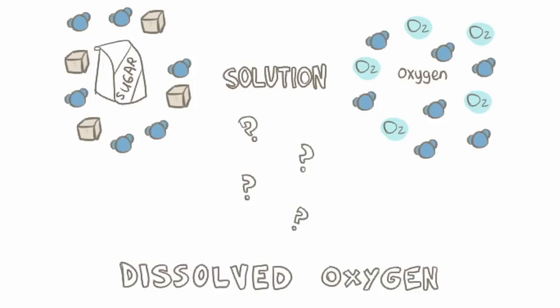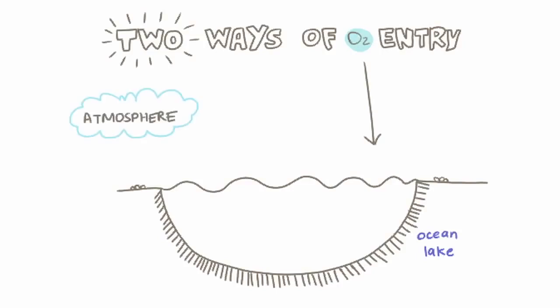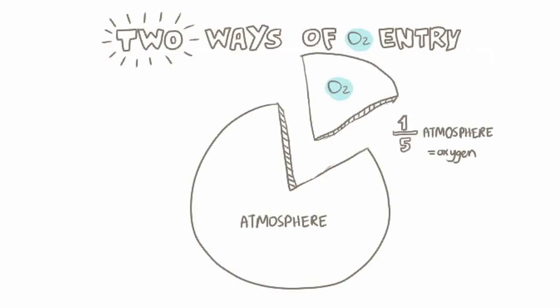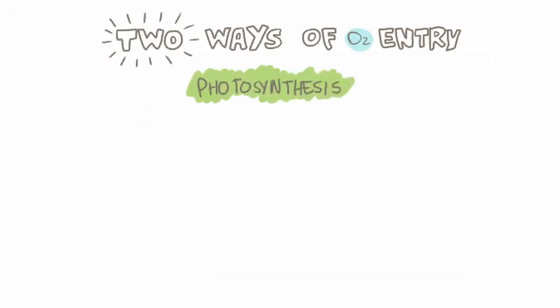But how does the oxygen get there in the first place? Well, there are two main ways that oxygen can enter a body of water, like the ocean or a lake. One way is from the atmosphere, or the air around us. Oxygen makes up about 1/5 of the atmosphere, and these oxygen molecules are constantly bumping into and entering water. Even more oxygen enters water through photosynthesis.